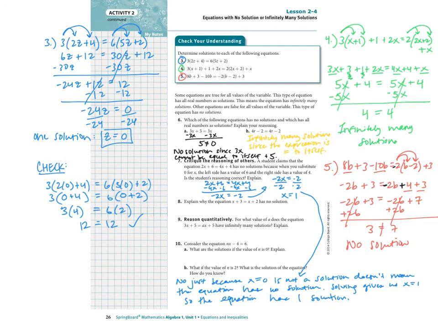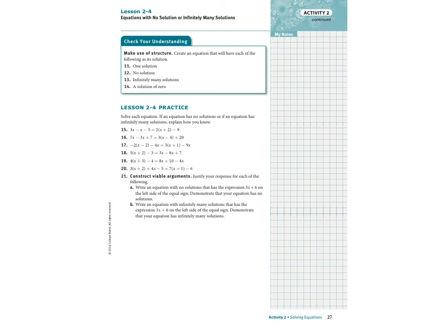All right, so now is the time where your teacher is going to assign you some homework. So go ahead, make sure you check Schoology or your calendar to see what your teacher designates as your homework for tonight. For Miss Graham's class, our homework tonight is going to be page 27, numbers 15 through 17 right here. It says to solve each equation. If an equation has no solutions or infinitely many solutions, it says explain how you know.